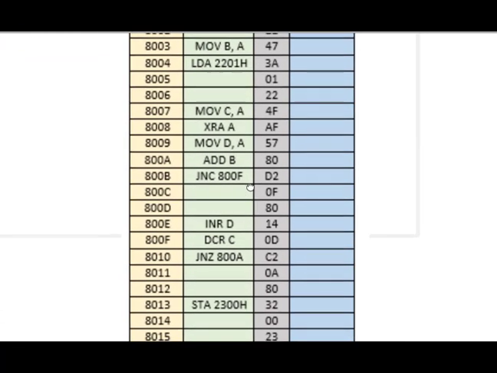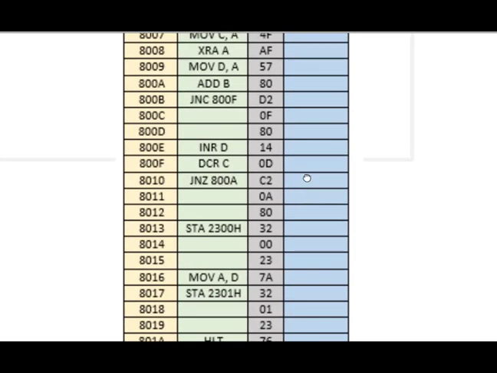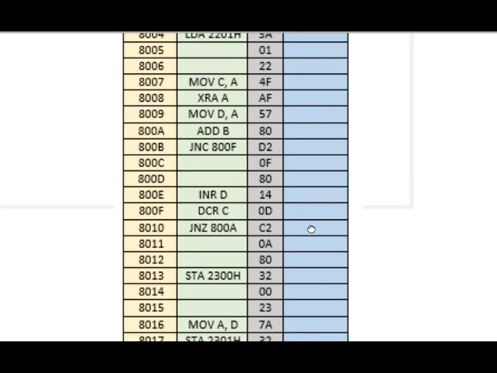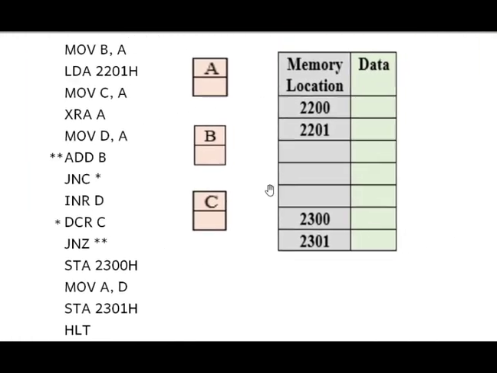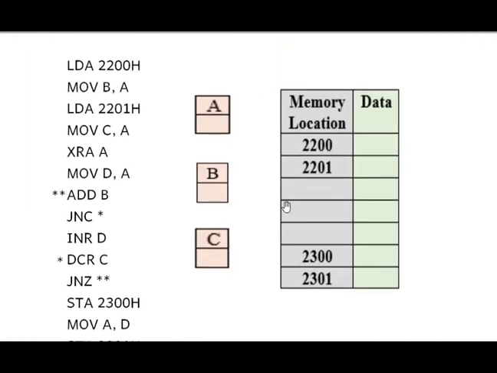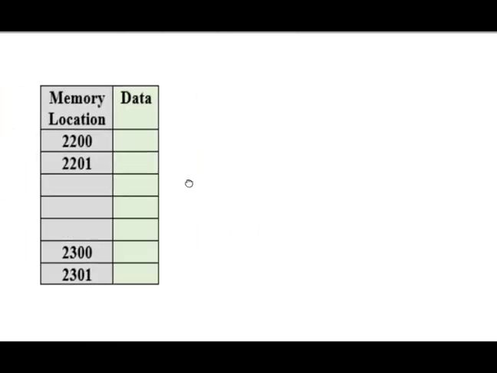Also the hex code is given. This is the hex code with the program. Now let us understand the working of this. But before doing this, what is the meaning of repetitive addition?